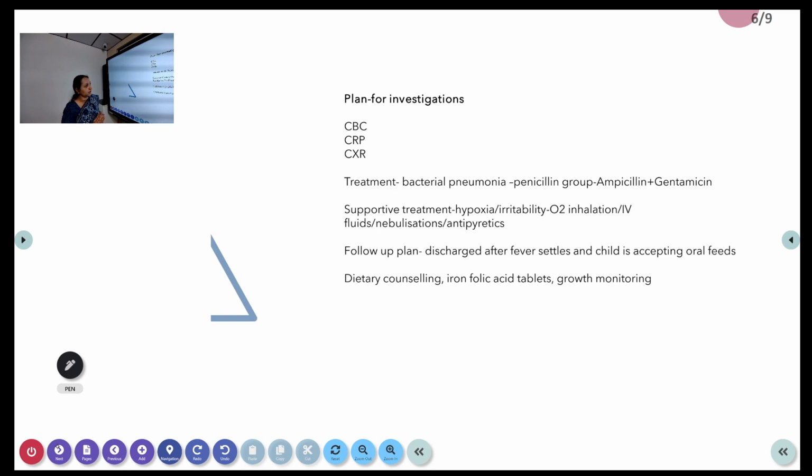Then there are other investigations: suppose the child has a pleural effusion along with the pneumonia, you may take a pleural aspirate and culture. But those are not routinely done for routine cases of pneumonia. You don't need all that. Then treatment will be antibiotics. You give ampicillin plus gram-negative coverage also, that is, gentamicin will be given. There is supportive treatment also: oxygen inhalation, IV fluids, antipyretics and all.